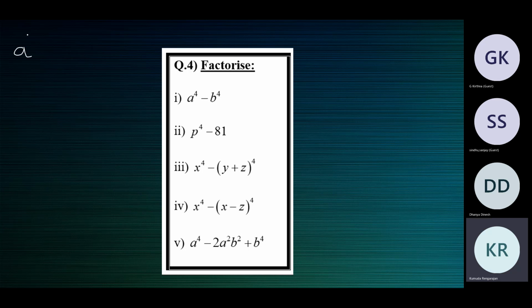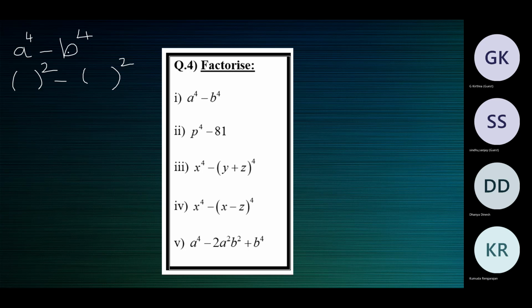So how do you express a to the power 4 minus b to the power 4? Write it as, there are two terms, so it should be of the form x square minus y square, because there are only two terms. So there is only one identity which can look like this: x square minus y square. The first term is x square, the second term is y square, and the minus sign in the middle.